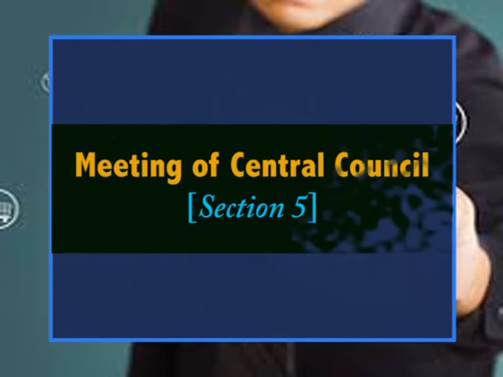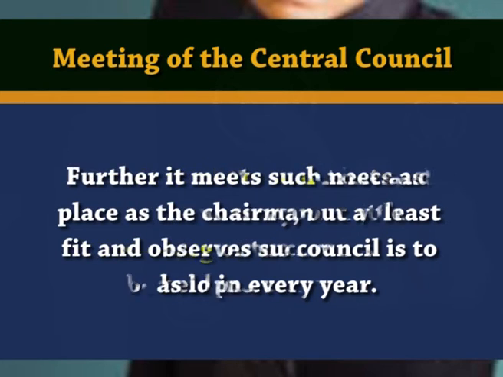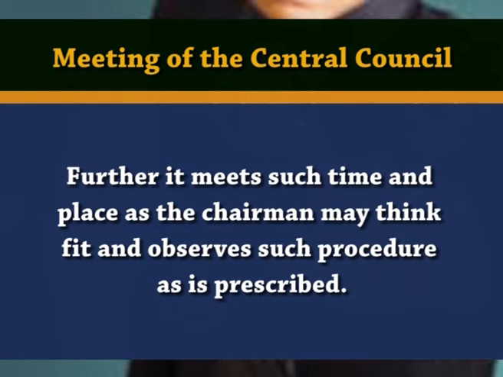Then we will discuss procedures for the meeting of the Central Council, which is defined in section 5 of the CPA Act. The Central Council meets as and when necessary, but at least one meeting of the Council is to be held in every year. Further, it meets at such time and place as the chairman may think fit and observes such procedure as is prescribed.